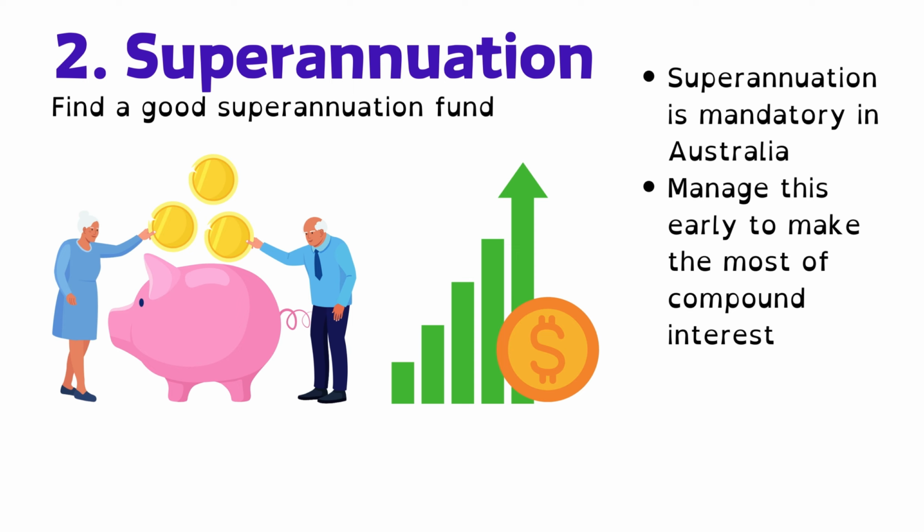2. Manage your superannuation. Superannuation is an investment. When you are young, it's hard to think about superannuation, an investment that you cannot access until you retire 40 years away. But because superannuation is a compulsory investment in Australia, you may as well get it right early so you can make the most of compound interest.